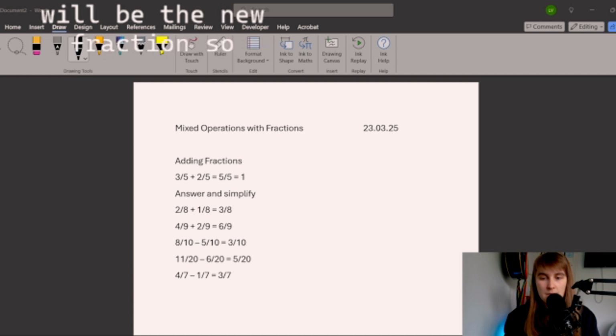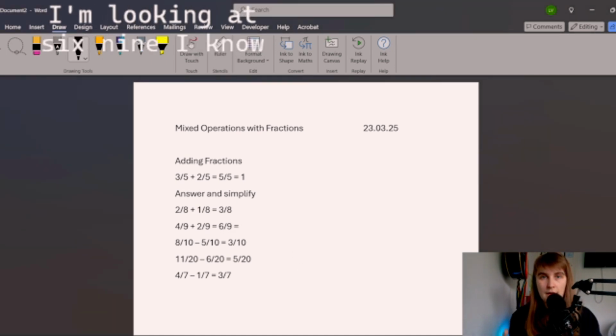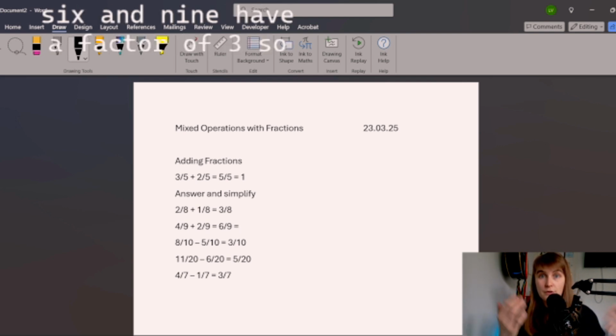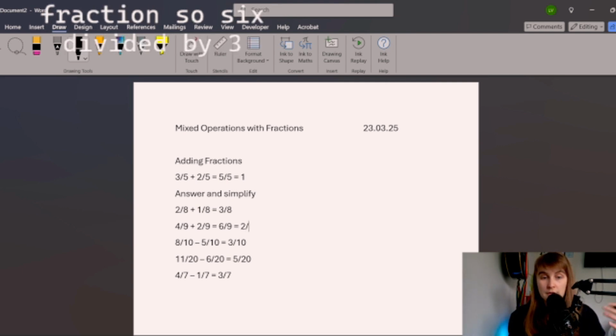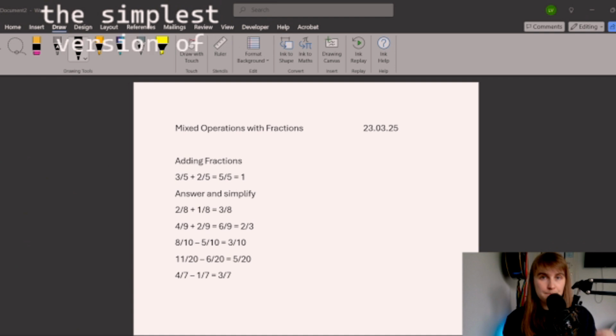So if I'm looking at 6/9, I know that both 6 and 9 have a factor of 3. So I divide both of those by 3 to get a simpler fraction. So 6 divided by 3 is 2, and then 9 divided by 3 is 3. So 2/3 is the simplest version of that fraction.